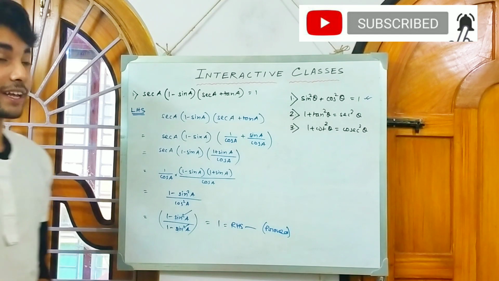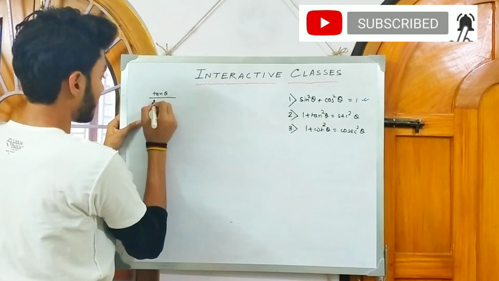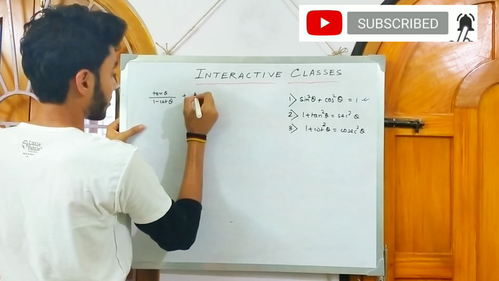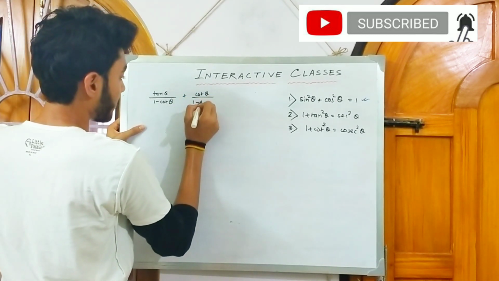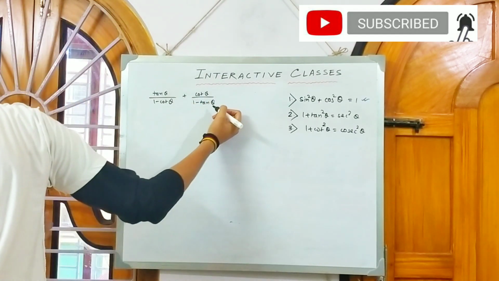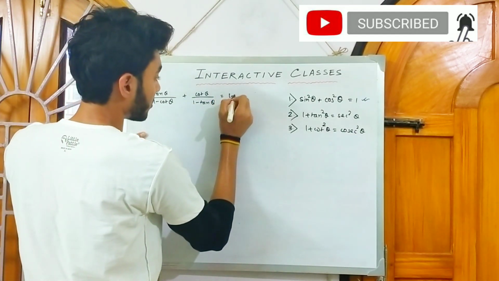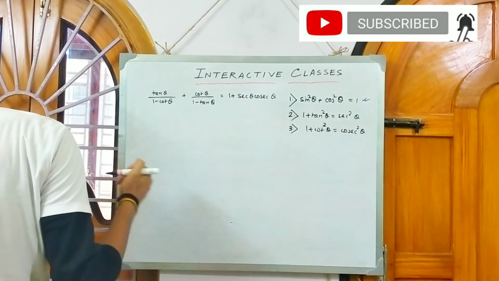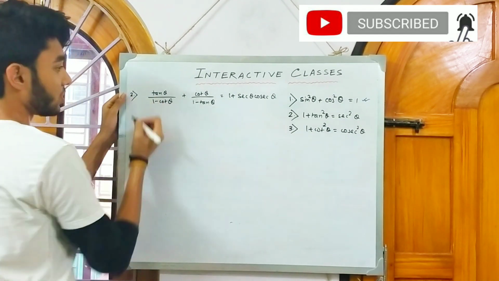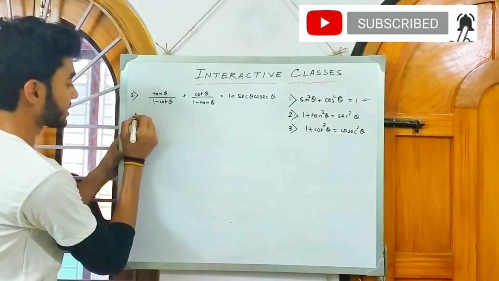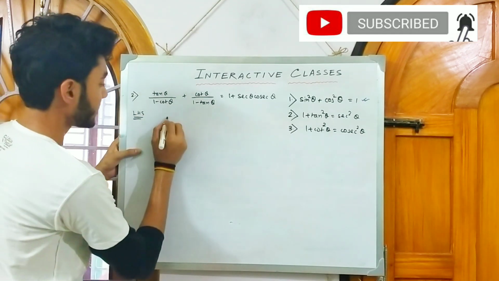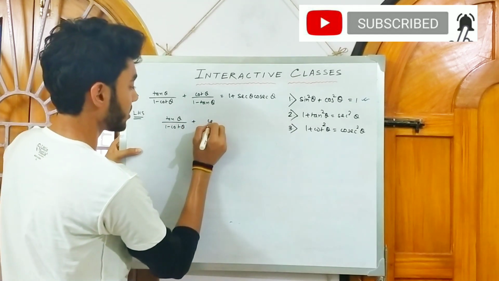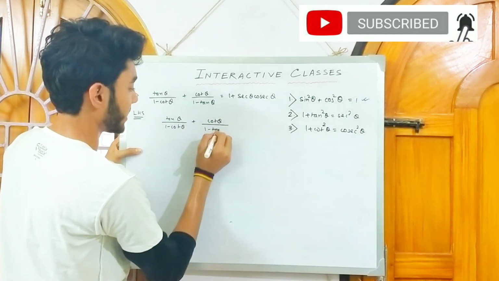So going to the next problem: tan theta by (1 minus cot theta) plus cot theta by (1 minus tan theta) equals 1 plus sec theta into cosec theta. Now let us start by LHS. LHS is tan theta by (1 minus cot theta) plus cot theta by (1 minus tan theta).